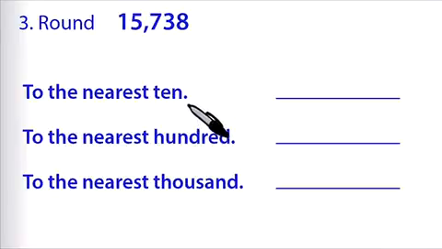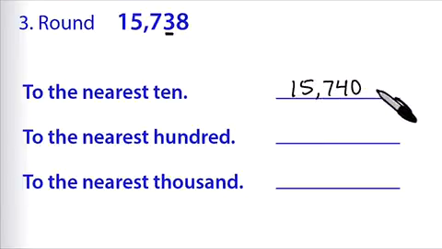To round to the nearest 10, our target digit is this 3 here in the tens place column. And we need to look at the digit to its right and determine whether to keep it the same or raise it up 1. Since this is an 8, we need to raise this 3 to a 4. We're going to round up to 15,740. Now we need to round to the nearest 100.